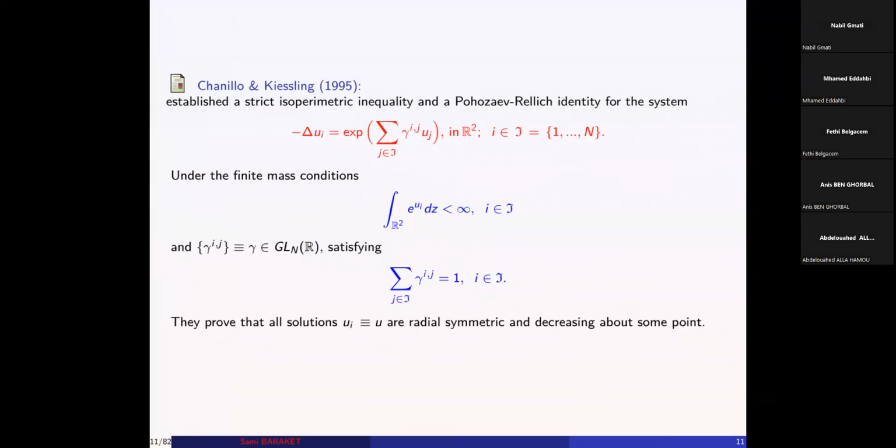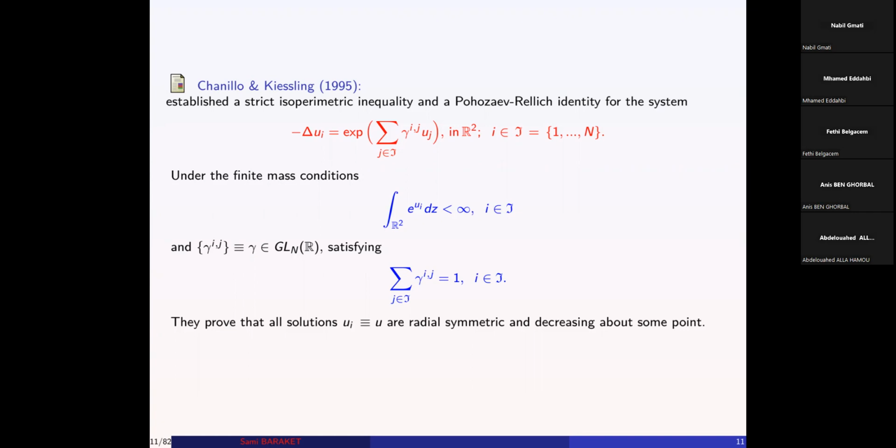Now we are going to the system. The first who studied the system are Chanillo and Kiessling. They considered the following system: minus Laplacian u_i equals exponential of the sum over j of gamma_ij u_j, under the condition that the energy is finite, and the matrix gamma_ij is in GL_N(R), such that line by line, if we add the coefficients, we find 1. So for every i fixed, the sum over j of gamma_ij equals 1.